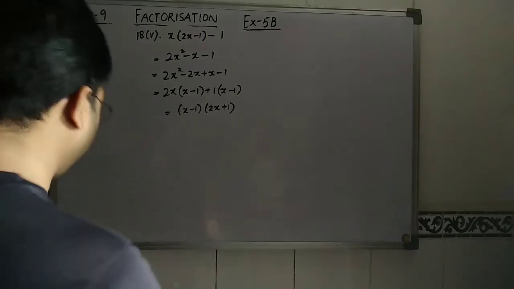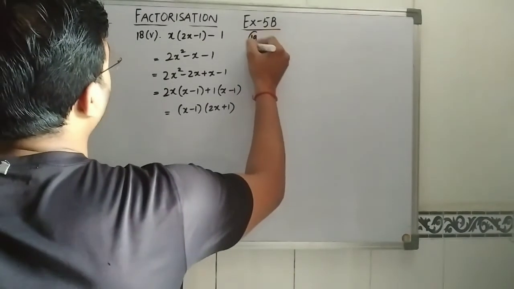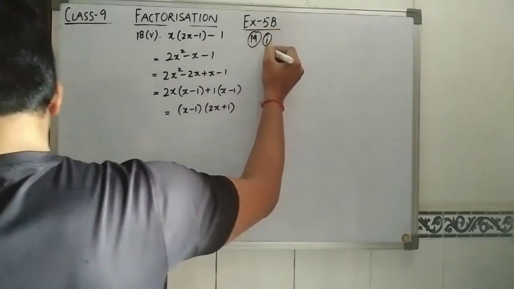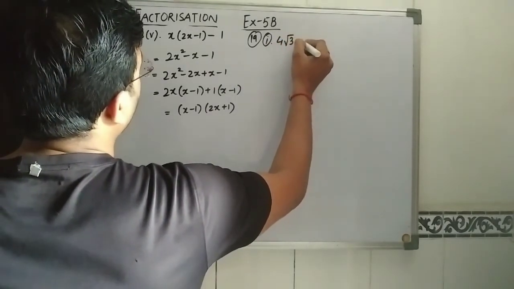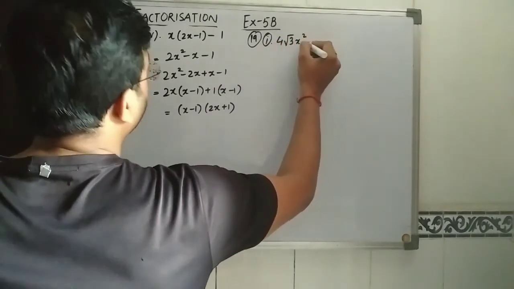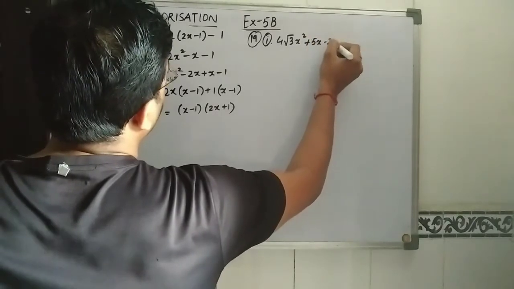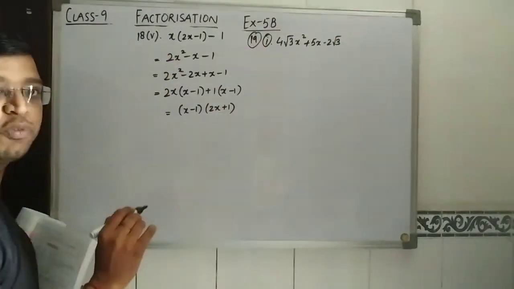But in the 18th question, if some part is not factorizable, then you have to leave that. Question number 19 we are talking about. In question number 19, now some root numbers are coming. So no problem at all. We are taking the first part, 4 root 3 x square plus 5x minus 2 root 3. So similar steps we have to follow.